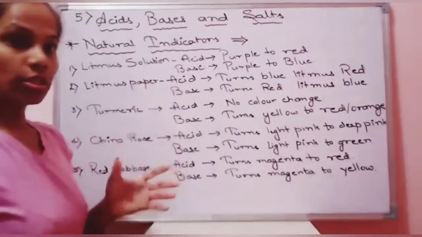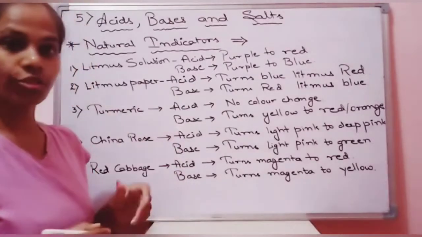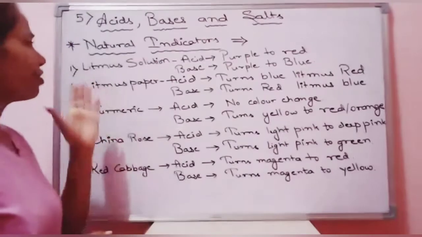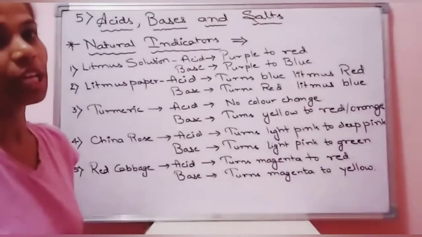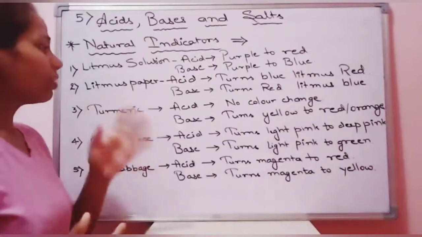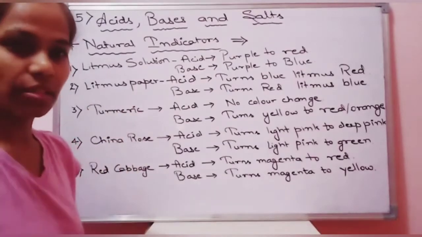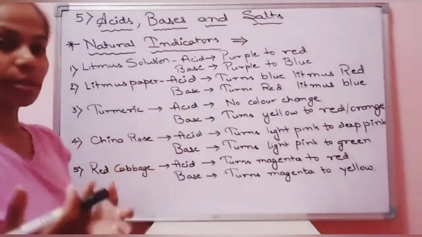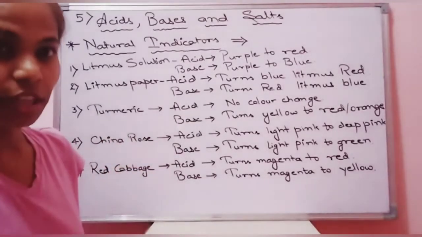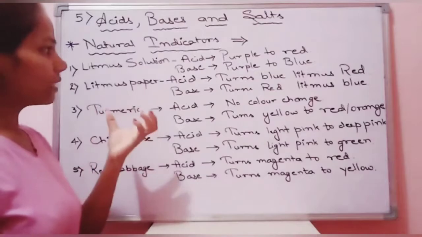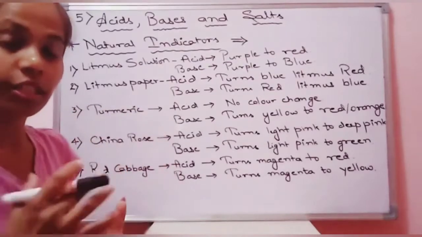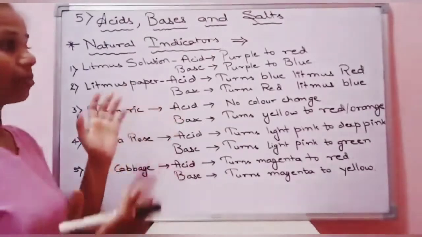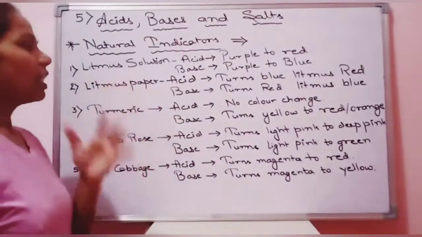Let's talk about the working of some natural indicators, children. Very first, we have the litmus solution. Children, litmus solution and litmus paper are made from lichens. I have told you this before also. Okay. Lichen is a symbiotic relationship of algae and fungi. Okay. And it is found in different colors, in different dyes. So those different colors are utilized as an indicator.